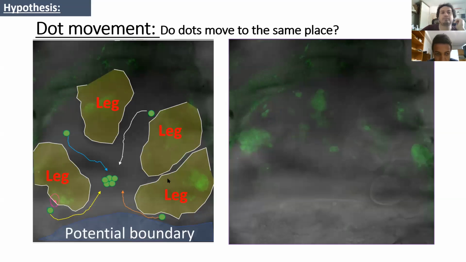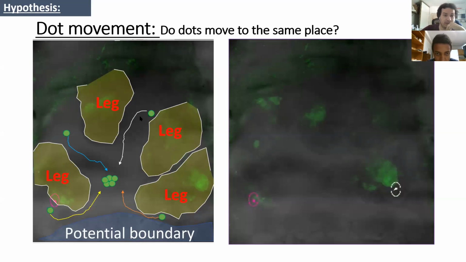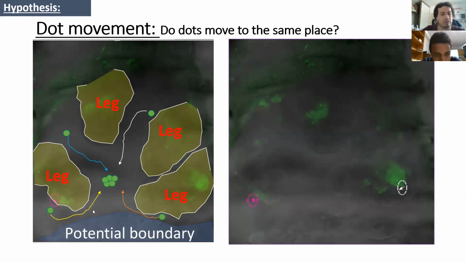So some of the questions that we can ask is, imagine you did this homework and you have here the legs. And you will see, one of the questions that we have is, do the pieces of these dots move to a specific region or not? And we can answer that question following the trajectory of the pieces of the tissue.